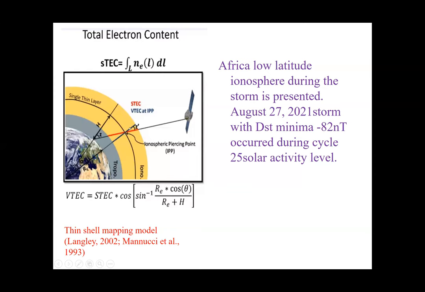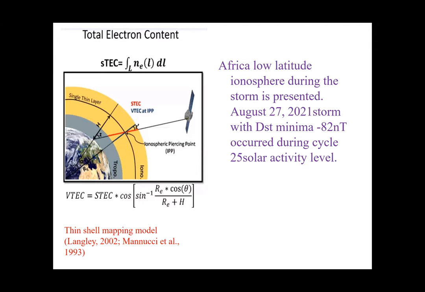Beneath there you can see the VTEC equation, because satellites measure in STEC, that is the slant TEC. And in getting the VTEC from the slant TEC, we need a thin shell model, referenced by Langley and Mannucci, in order to convert the STEC to the VTEC.